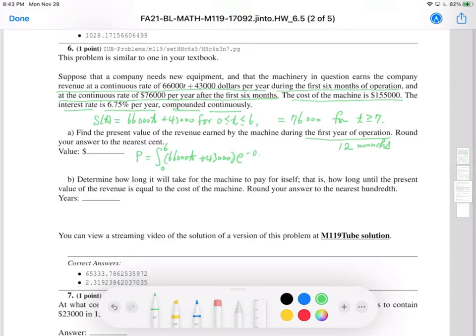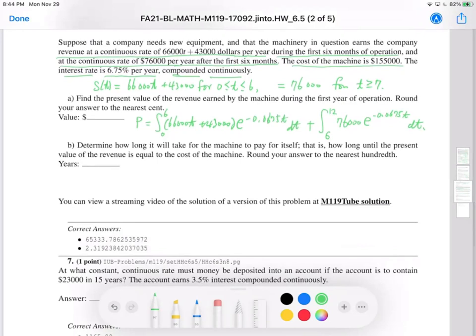negative 0.0675 t dt, plus after 6 months, I need more space. Okay. Plus from 6 to 12, the payment rate is constant, 76,000 times e to the negative 0.0675 t dt. The interest rate is the same. Okay, so use your calculator.